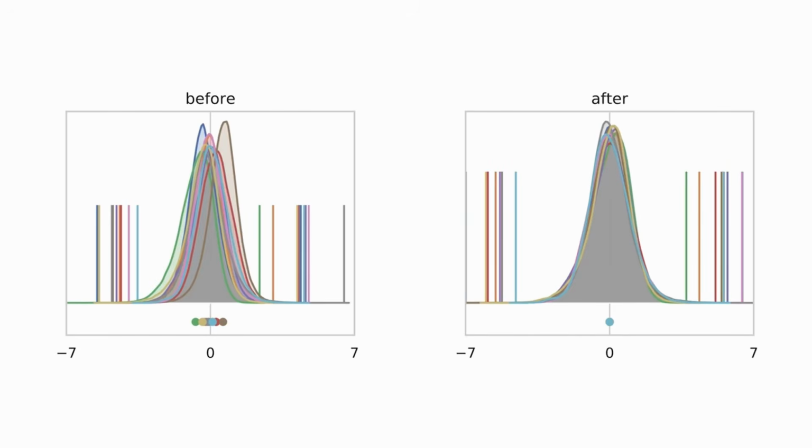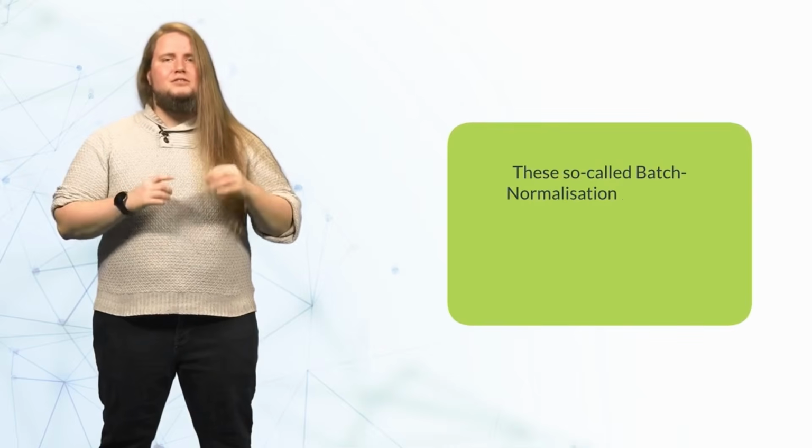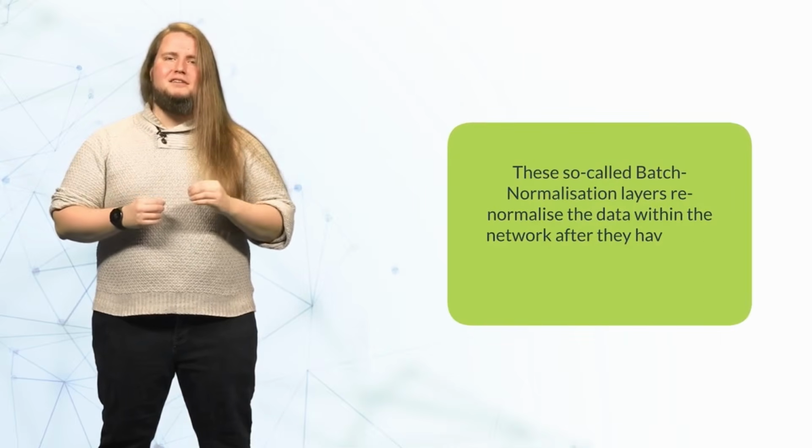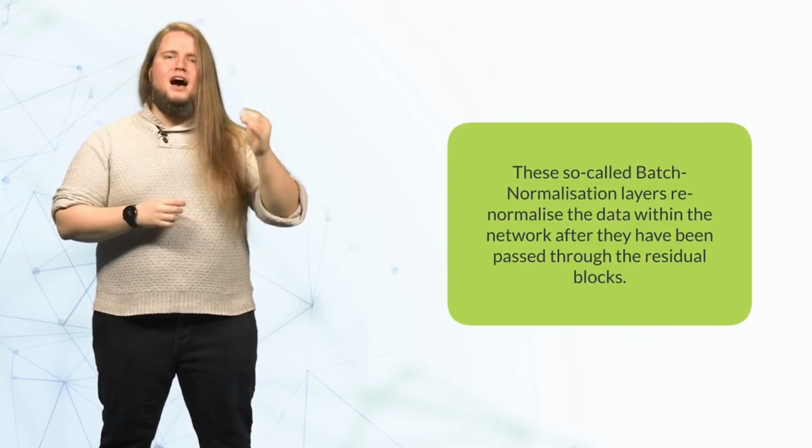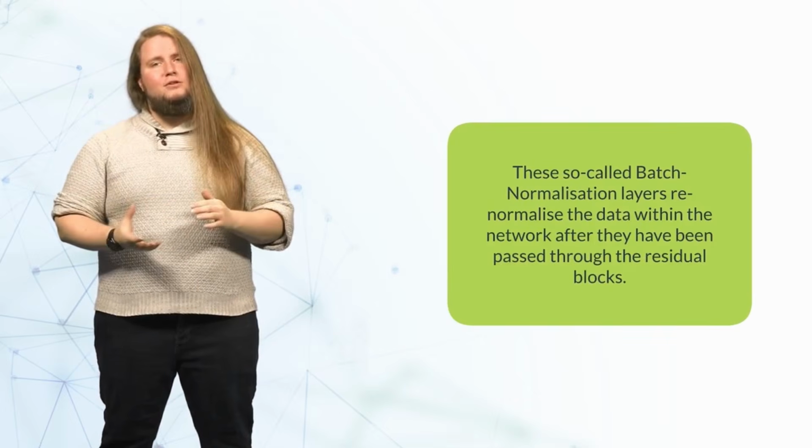Another critical aspect introduced in the ResNet paper was applying normalization layers to each batch of the training data we pass through the network. Mind you, we usually have to normalize our data before feeding it into a neural network anyways. Still, these so-called batch normalization layers renormalize the data within the network after they have been passed through the residual blocks. That way, even if our neural network applies substantial modifications to our data, we know the values won't explode or vanish arbitrarily.